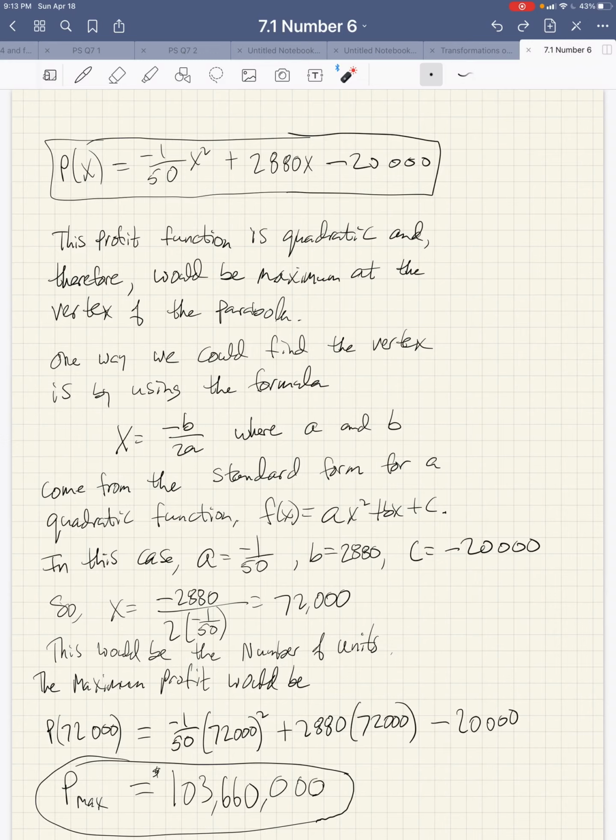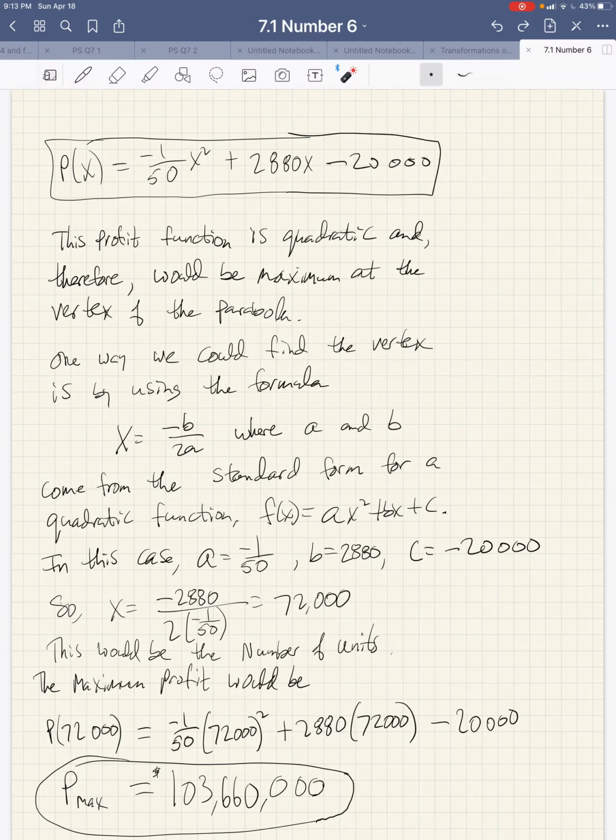All we need are b and a. So we substitute those into this formula, and we wind up with 72,000 units. So this would be the number of units that would maximize profit.